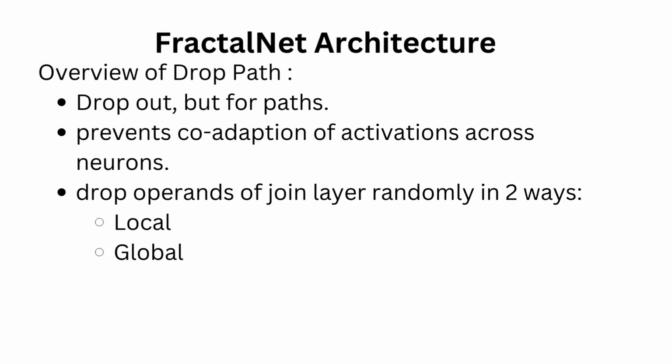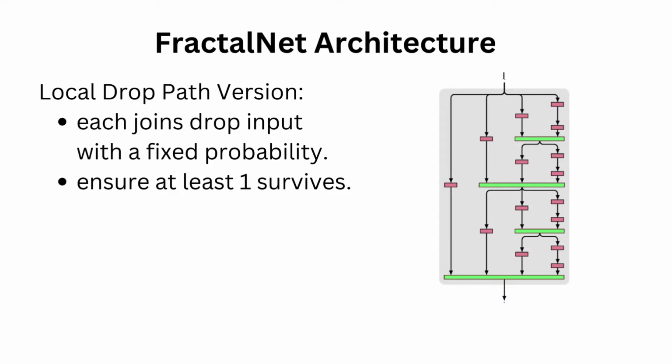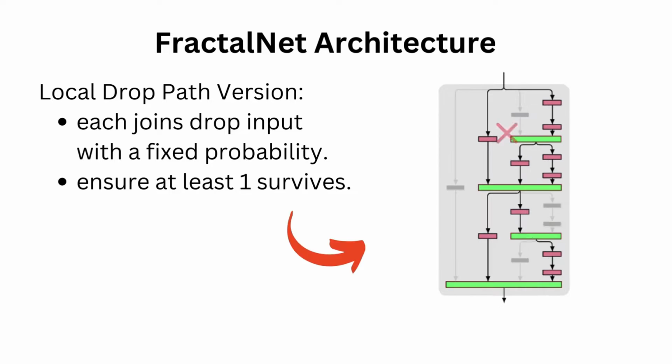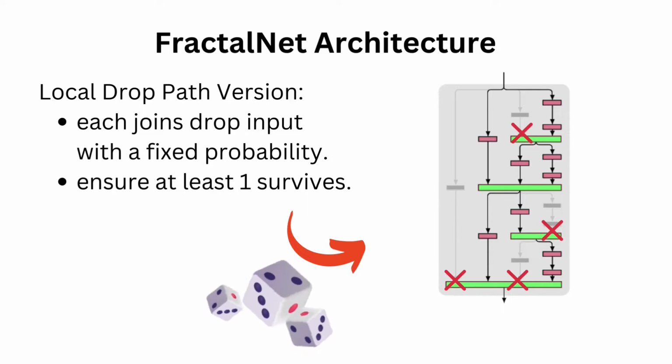The way drop path works is that it will drop inputs of the join layer randomly in 2 ways: local drop path and global drop path. Let's take a look at 2 examples. The local drop path works by having a probability of dropping the input at every join. We ensure that at least one path survives so that we don't have a signal just dying in a fractal block. In one instance, it will look something like this. As you can see, local drop path creates a diverse set of path permutations.